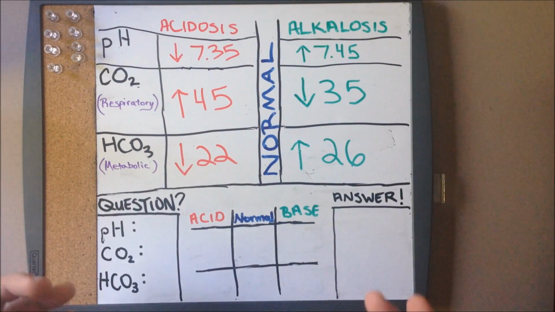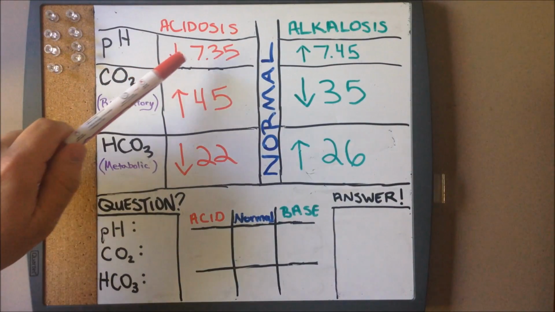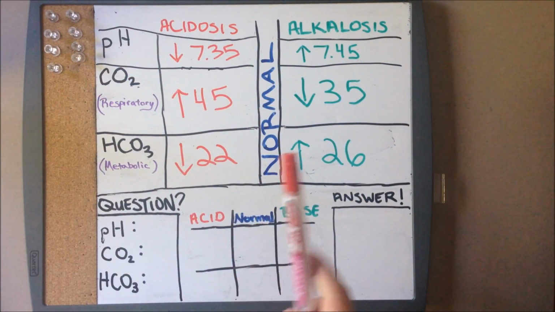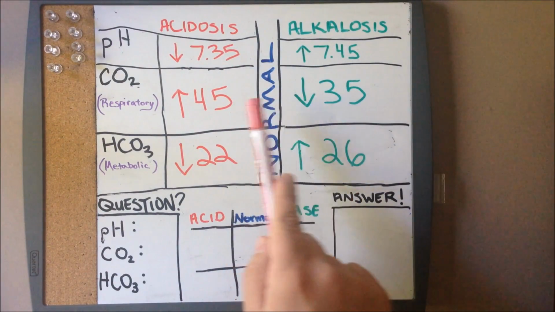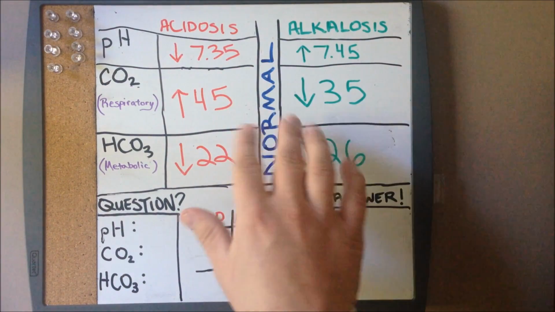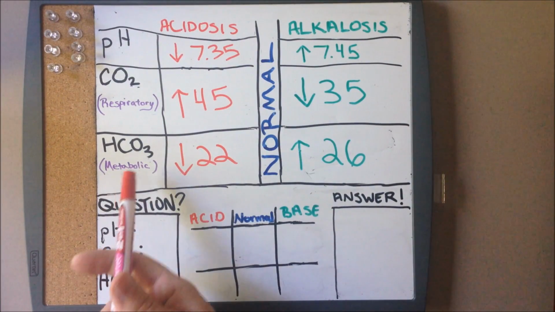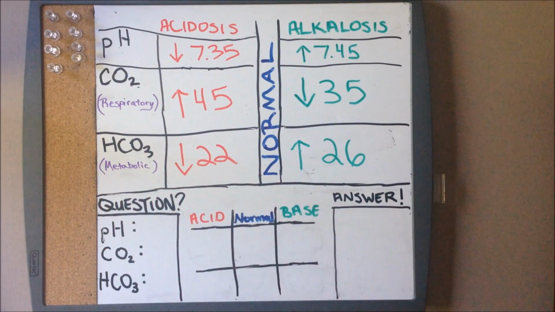An easy way to remember these normal values, and you're going to need to know them: pH, 7.35 to 7.45. CO2 is essentially the same. It would be 35 to 45. Again, don't let the fact that it's backward confuse you. And then HCO3 is 22 to 26. You'll just have to remember that one.